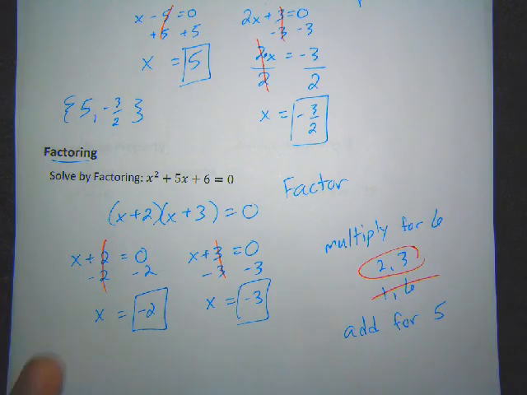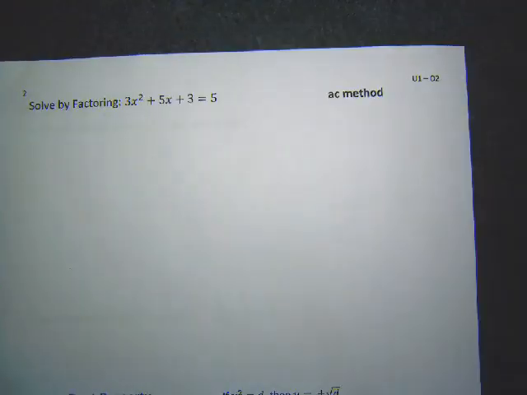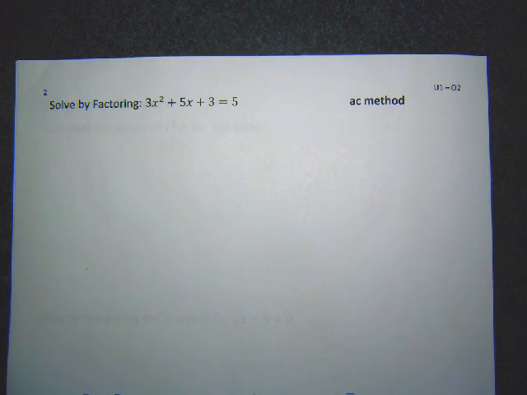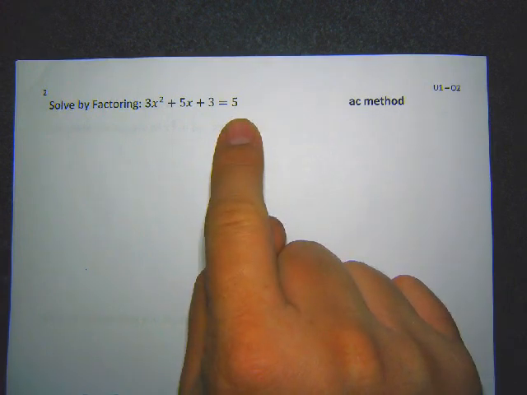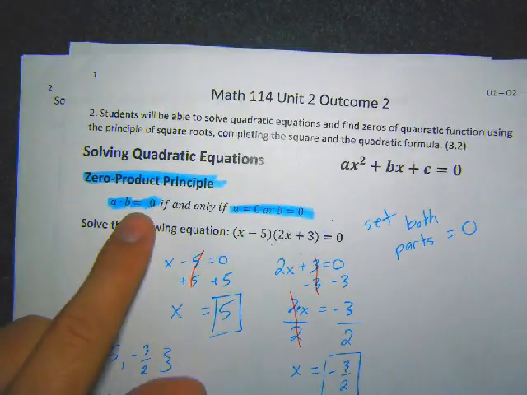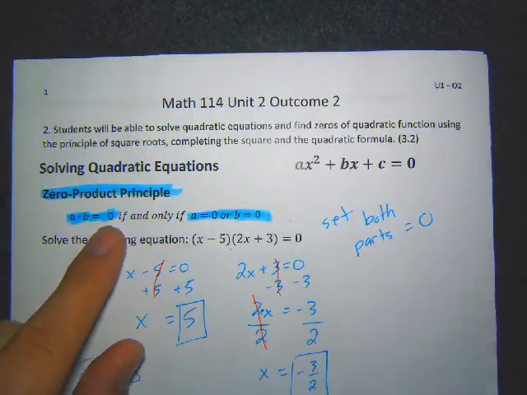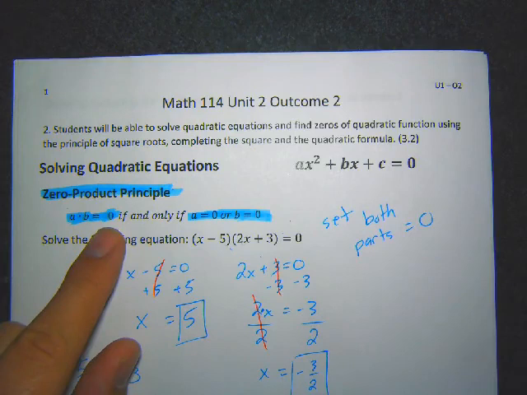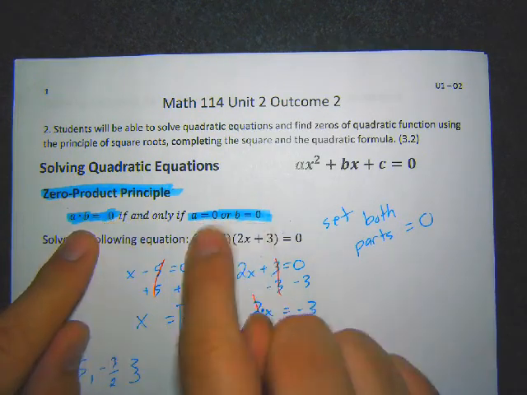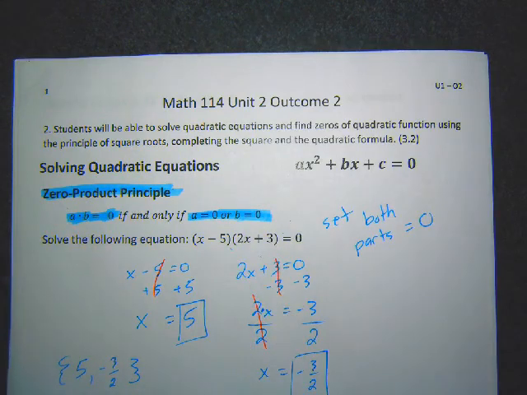Let's try one more like this factoring, and then we'll talk about other methods. Now this one's a little trickier because first off, you'll notice there's something on the other side of the equation. When we talked about the zero product principle, we called it that because this rule only works for 0. What I mean is, if you want to multiply and get a number and say that one of those has to be that number, 0 is the only number that works.